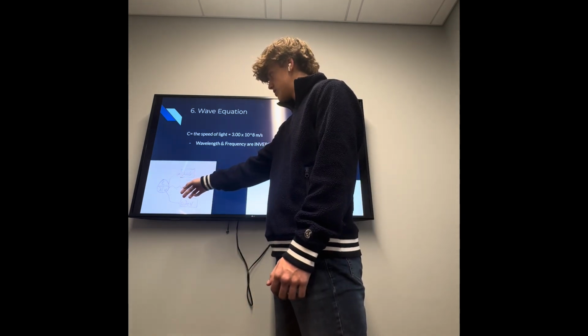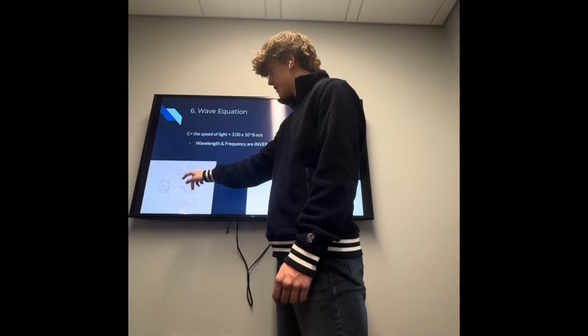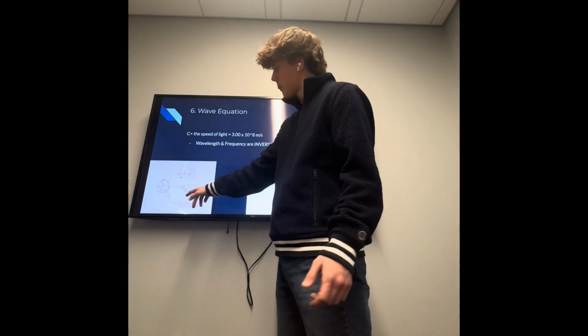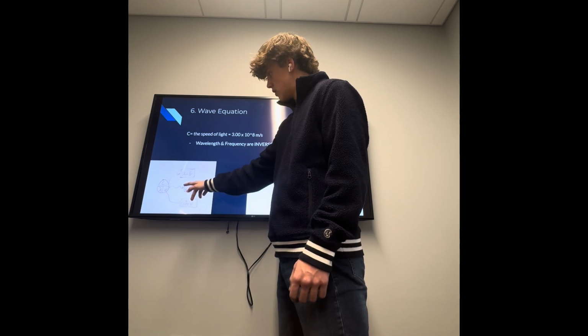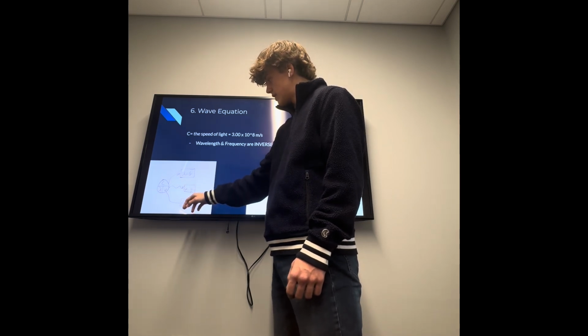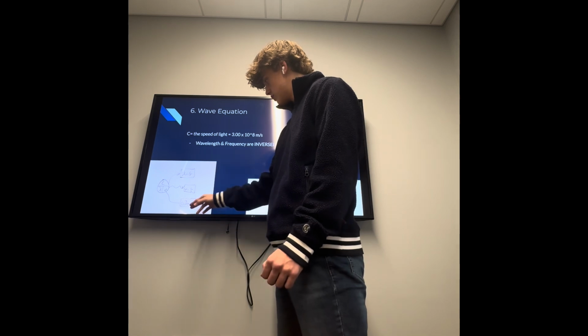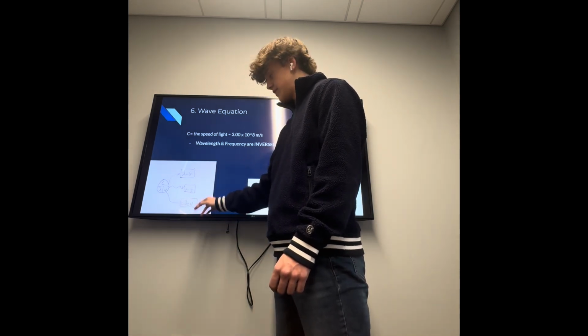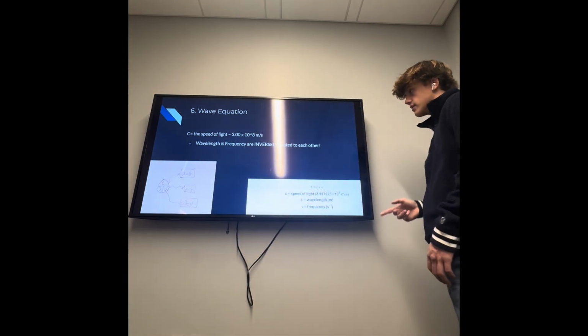If you're trying to find your wavelength, it would be speed of light divided by the frequency. If you're trying to find frequency, it would be speed of light over the wavelength. If you're trying to find the speed of light, it would be the wavelength times the frequency. As you can see, it's also right here.